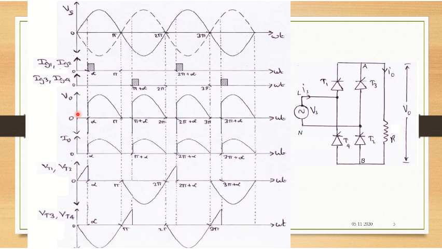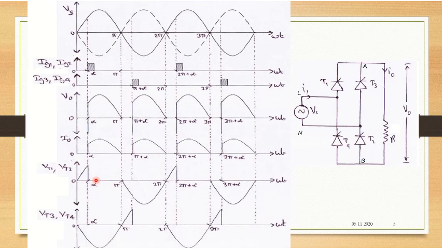So observe the output voltage there. Initially up to alpha there is no output. From pi to pi plus alpha there is no output. All right. Similarly, current as well. Current is also appearing at the same point like when you have the output voltage. So this is your output current as indicated in the waveforms.